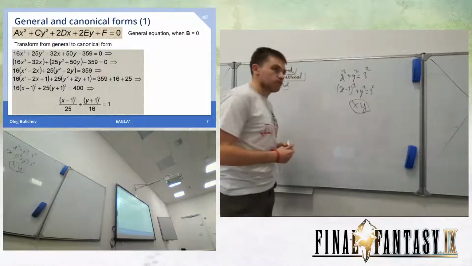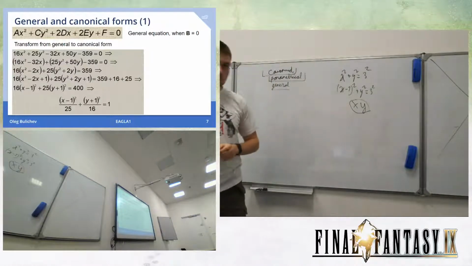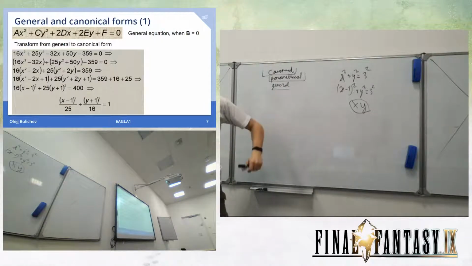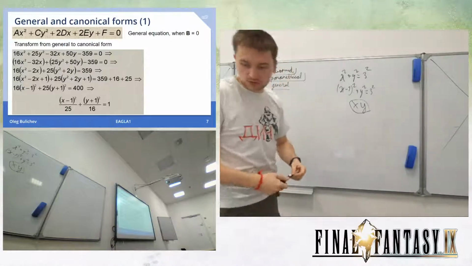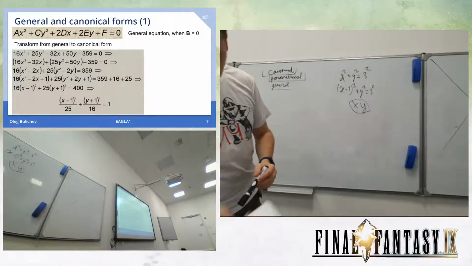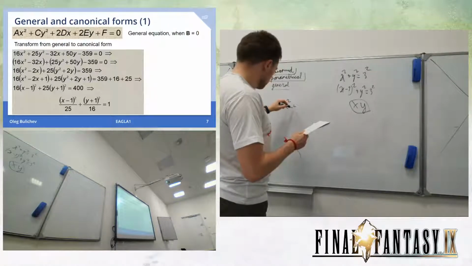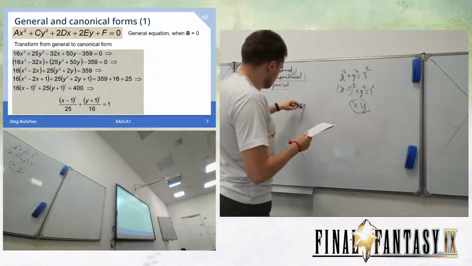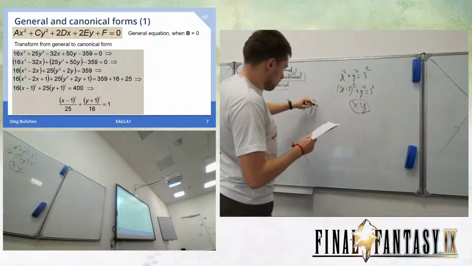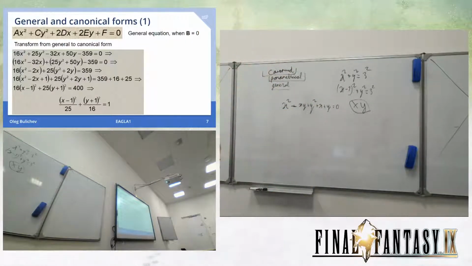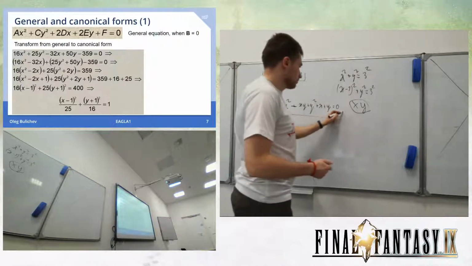What is it? So we have big coefficients, so in this case we want to go from general form to canonical form. For instance, I will give you a hint. So for instance, we want to go to this guy.